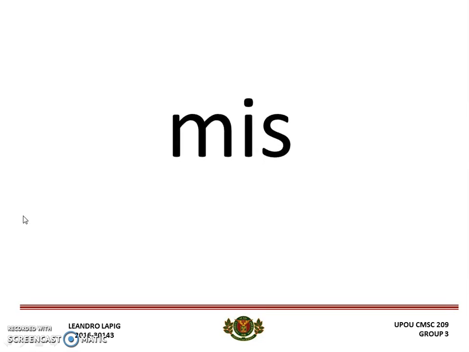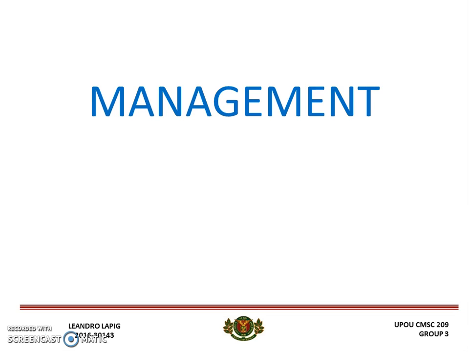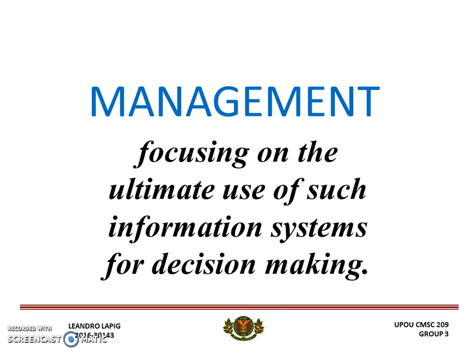Now, let's talk about MIS. Management Information System, or commonly MIS, is of great importance to every organization of any size. Every organization and its people are touched by MIS. So now we define what an MIS is. Basically, MIS stands for Management Information System. Management focuses on the ultimate use of such information for decision making.